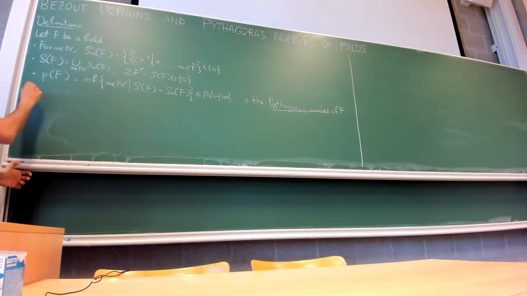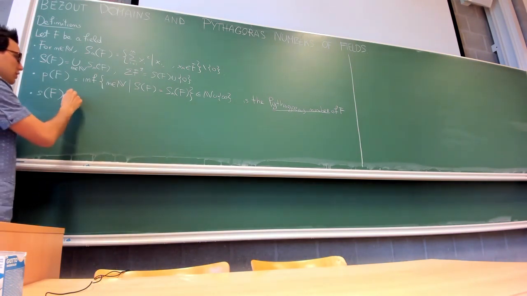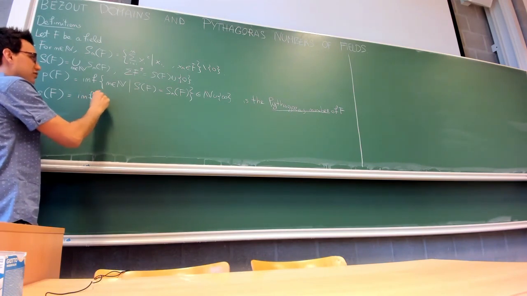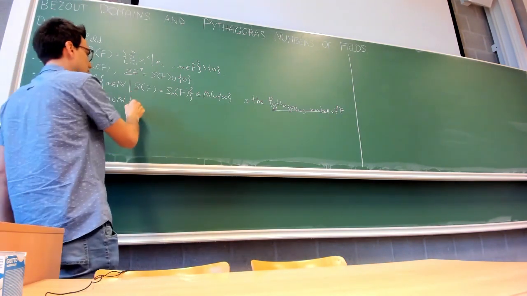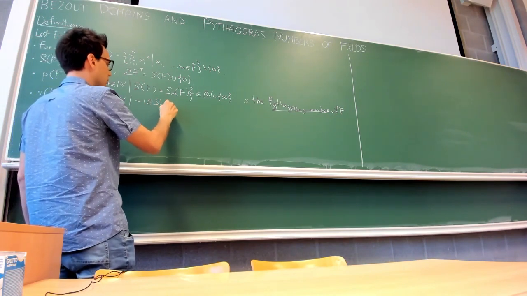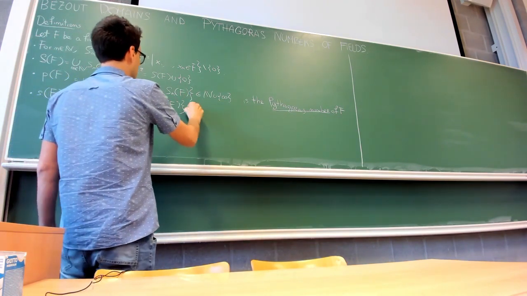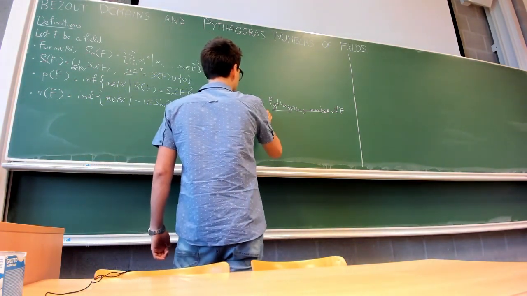I will need another invariant for the field f, which is called the level, and it's denoted by s of f, from the German word for level, and it's the minimum integer n such that -1 is a sum of n squares. Again, there is no reason why this should exist. So in that case, I say that the level is infinite. So let's write it explicitly. So this is called the level.